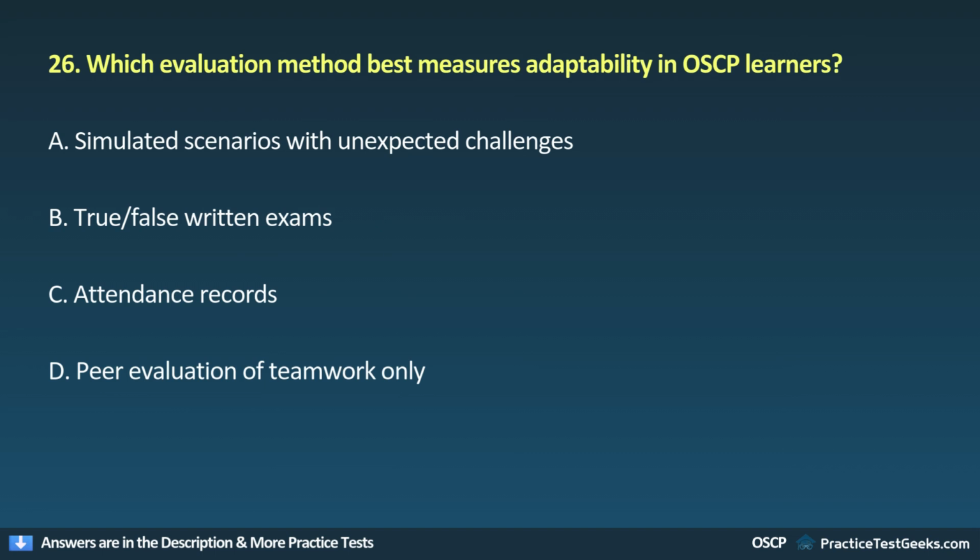26. Which evaluation method best measures adaptability in OSCP learners? A. Simulated scenarios with unexpected challenges. B. True-false written exams. C. Attendance records. D. Peer evaluation of teamwork only.